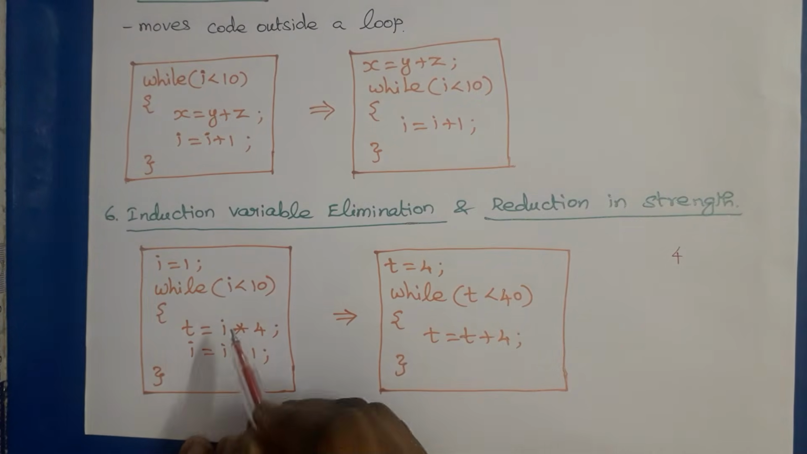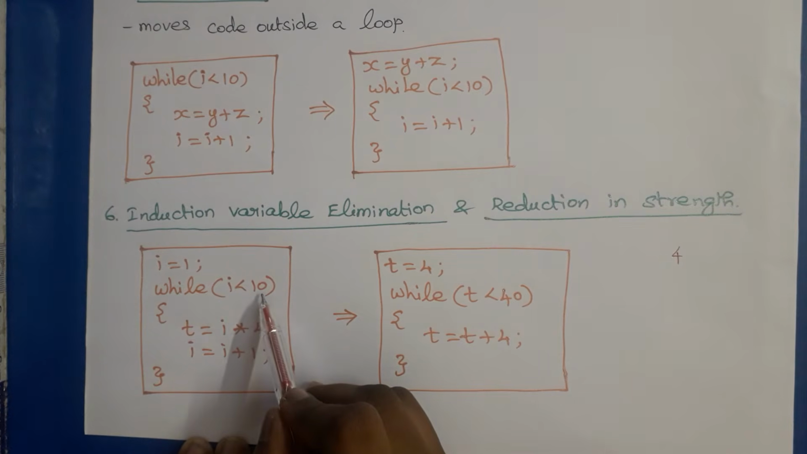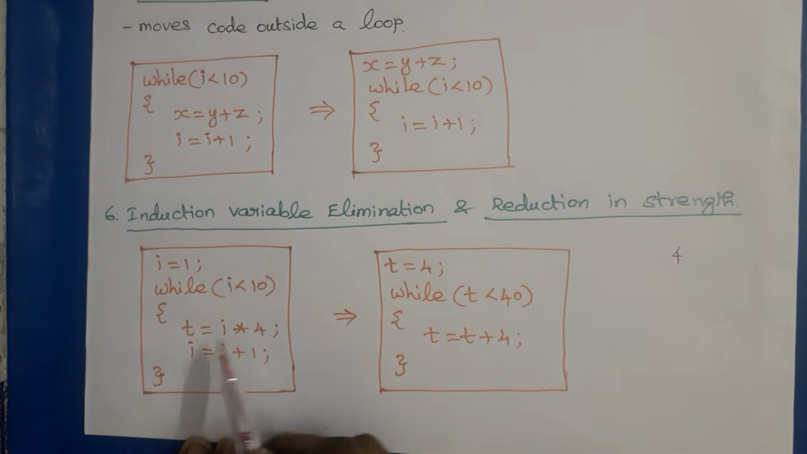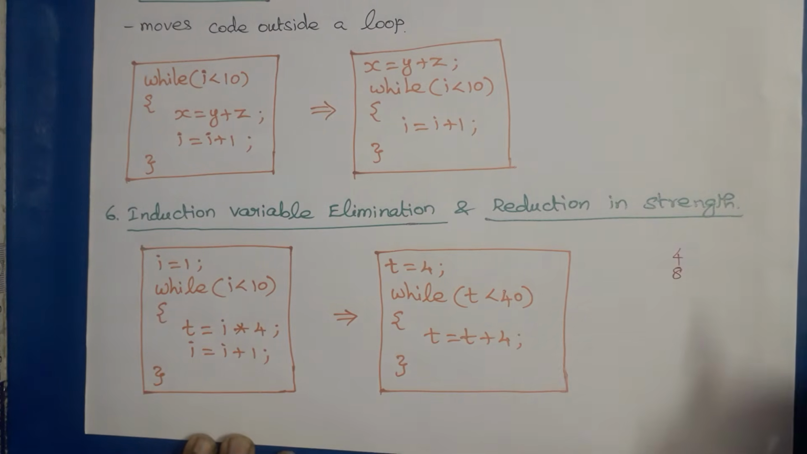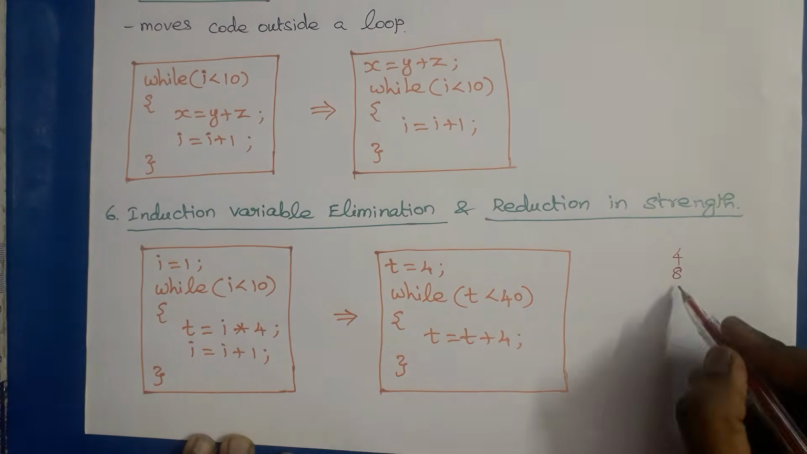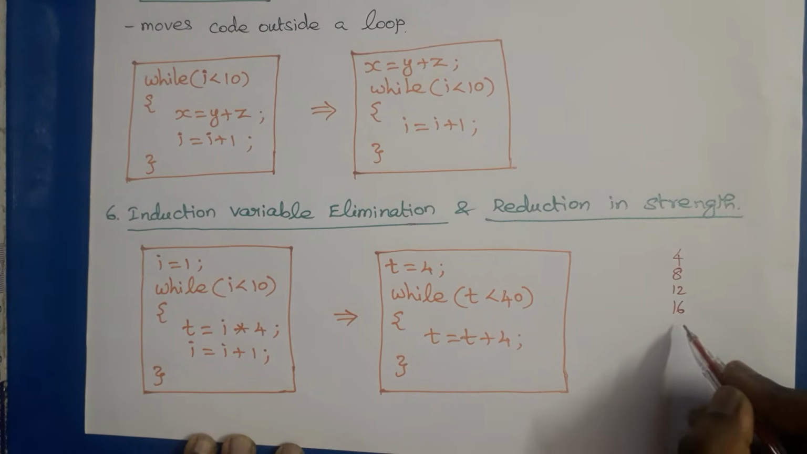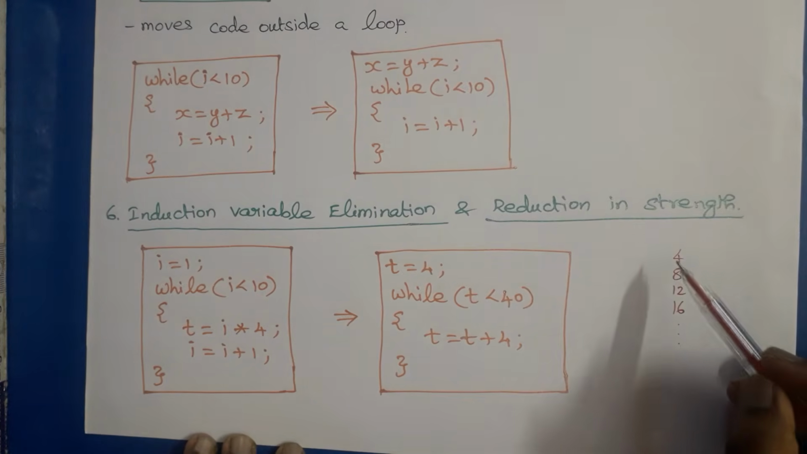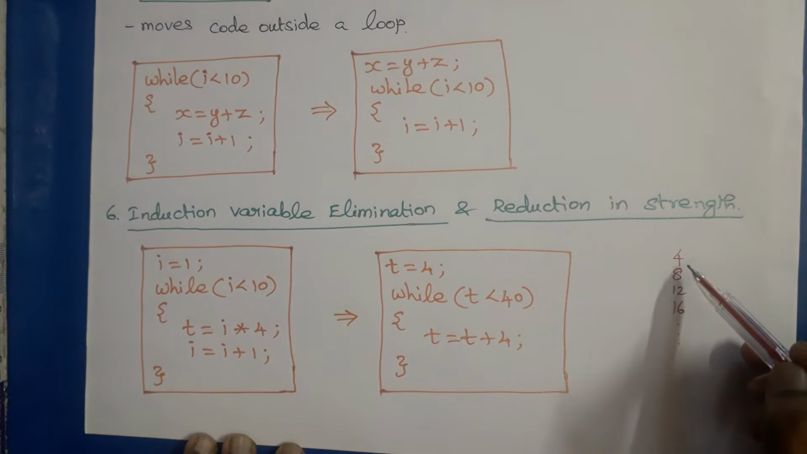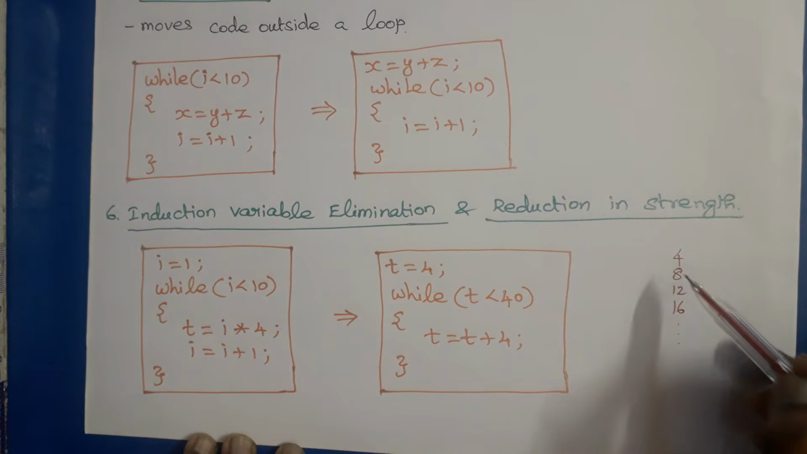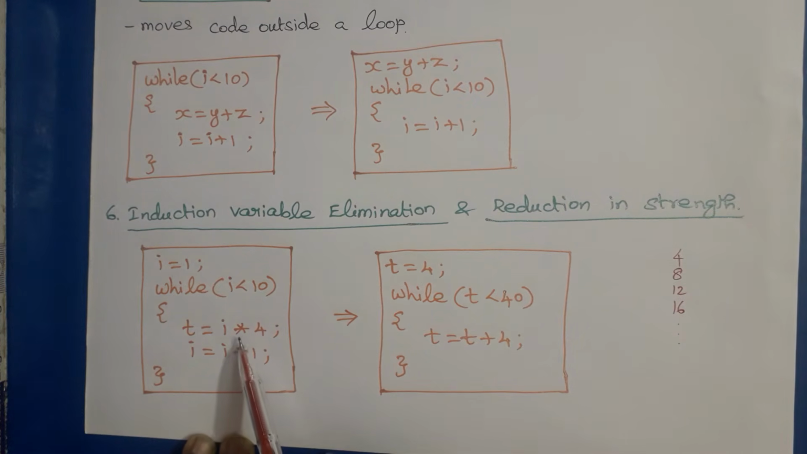The second time, i is incremented by 1, so 2 is less than 10, the condition is true. So the second time t is equal to 2 star 4, so the value of t is 8. Then i is incremented by 1, so the value of t will be 12, 16, etc. So at each iteration the value of t is increased by 4, right? So this multiplication can be replaced by addition. So reduction in strength can be performed.